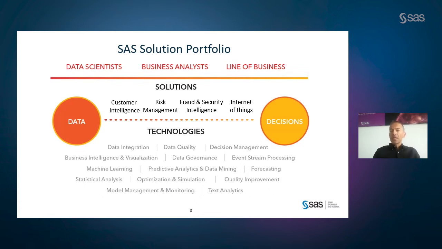We bundle these technologies to solutions like customer intelligence, risk management, fraud and security intelligence, Internet of Things, but actually many more in the various industries, for example, drug development in the life science industry and so forth. And these solutions are then positioned towards data scientists, but not only, also business analysts and line of business, as they need to make decisions too. They need to have approachable solutions that give them the chance to use this functionality without actually being a deep statistician.